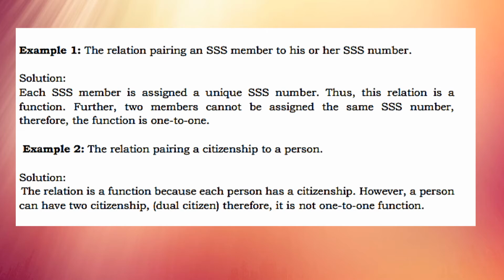Let's have another one. The relation pairing a person to their citizenship. A person can have two citizenships, for example Filipino-Canadian, Canadian-American, Korean-Japanese. So it's possible to have two citizenships. This means it's not a one-to-one function.